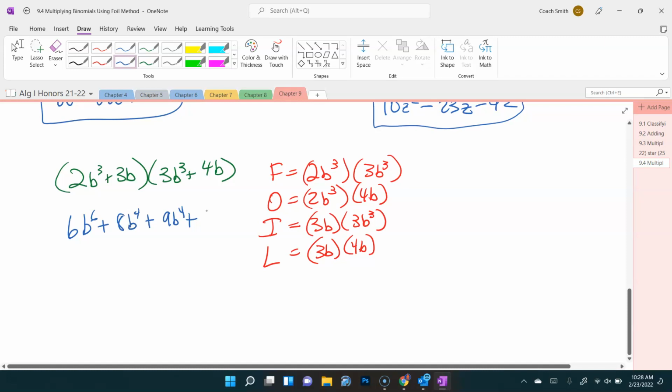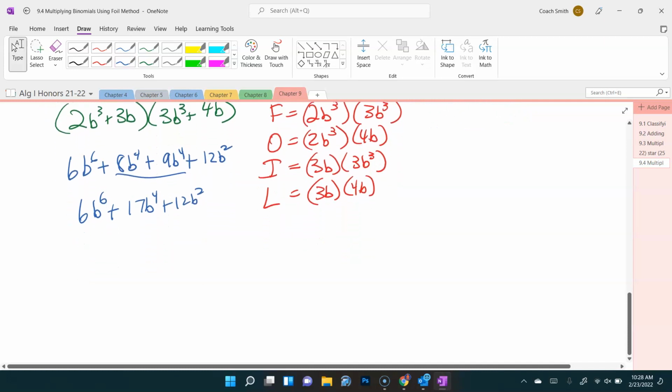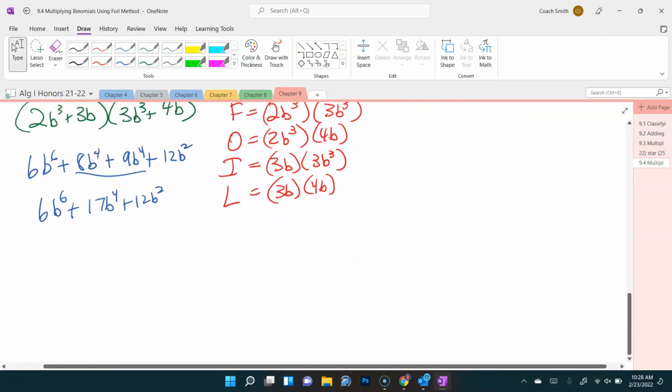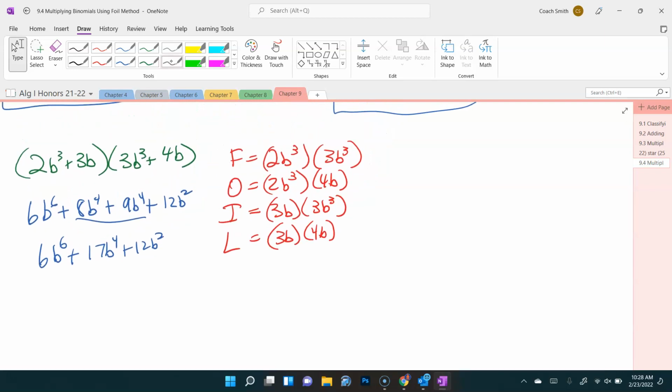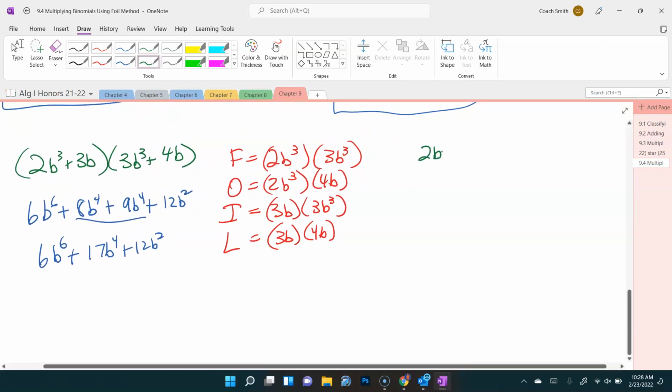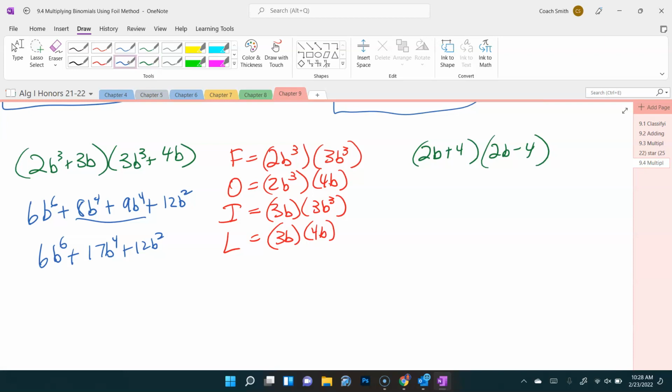And the last term would be 12b to the second. I put these two together, giving me my final answer. And I told a little fib. Not my last one. I forgot to do, I need to do one that's, let me look here. I'll just make this one up. All right. So this one, there's not anything different about it. Your answer is just going to look different. That's why I wanted to do one.